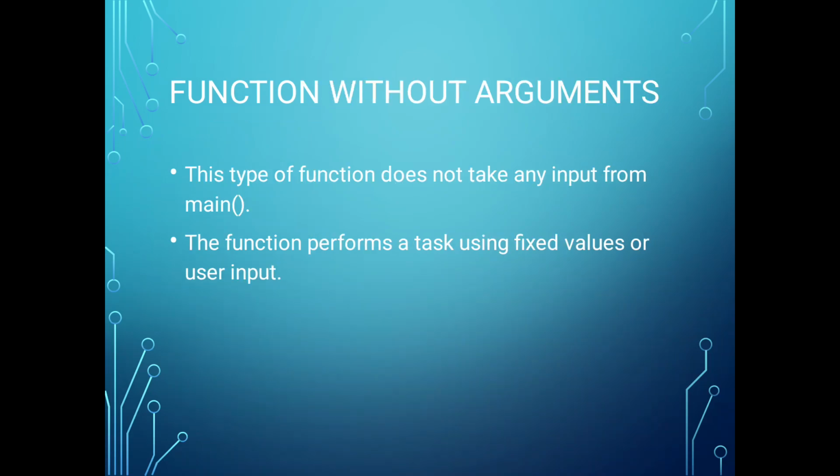Now, function without argument: this type of function does not take any input from the main function. The name itself says that we are not taking any arguments or parameters. So whenever we call the user defined function in the main function, we are not passing any parameters or arguments. It will perform the task using fixed values, whatever the programmer had defined.